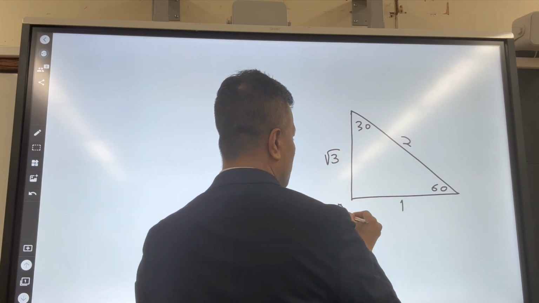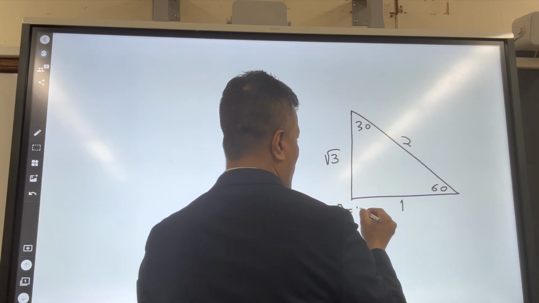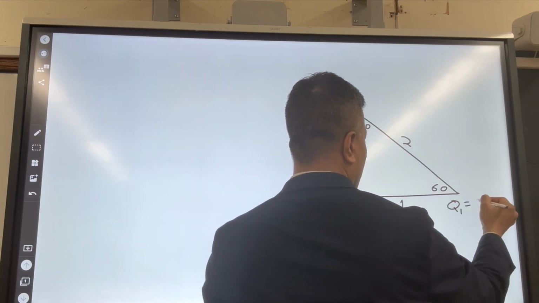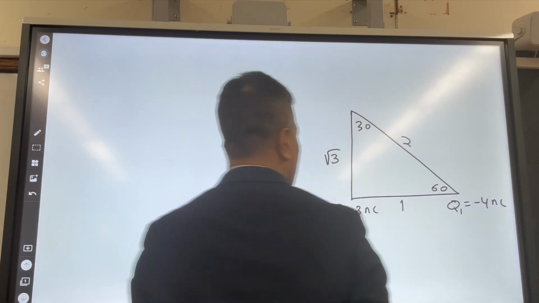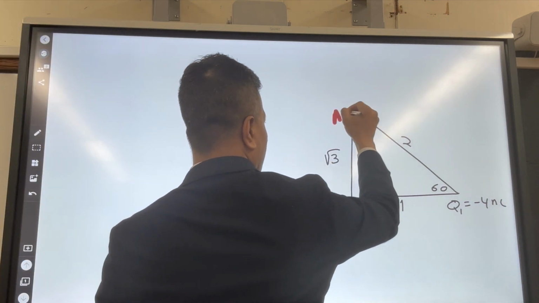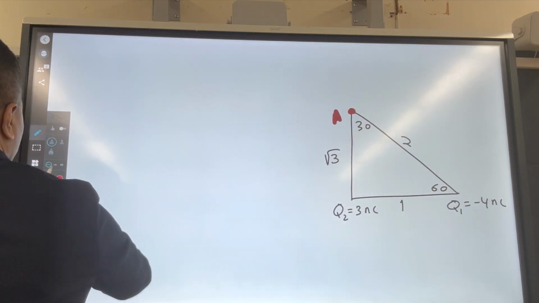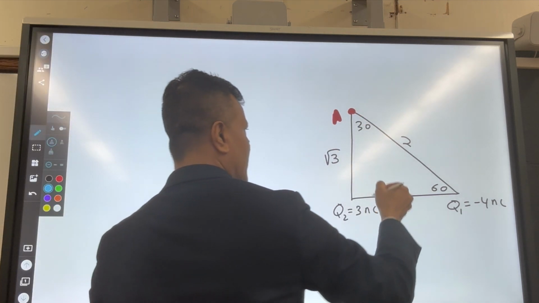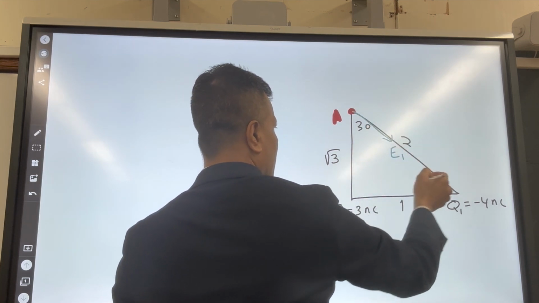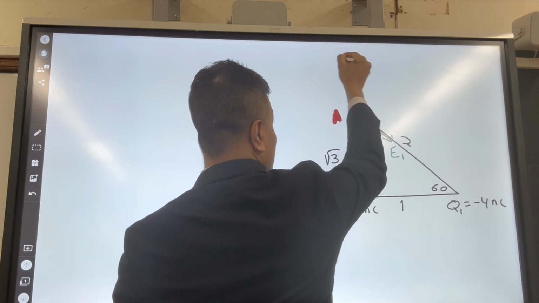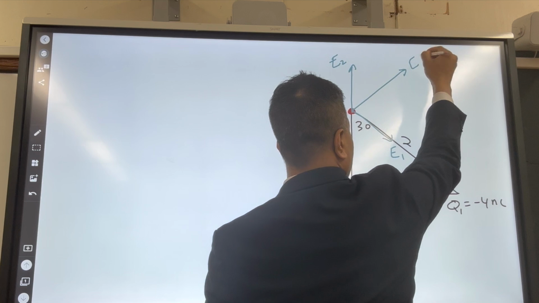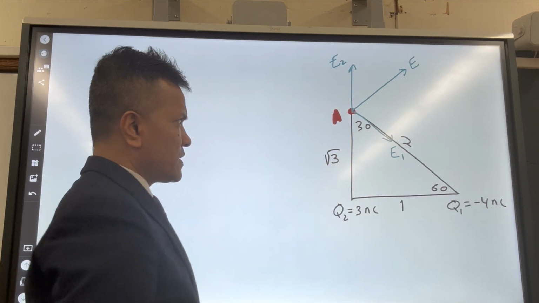Let's say this is Q2, which is 3 nanocoulomb. This is Q1, which is negative 4 nanocoulomb. Let's put a point over here, call it A. At A, we have two things: we have E1, and E1 is going to look like this, and we have E2, and we have E. Okay, so let's find the E.